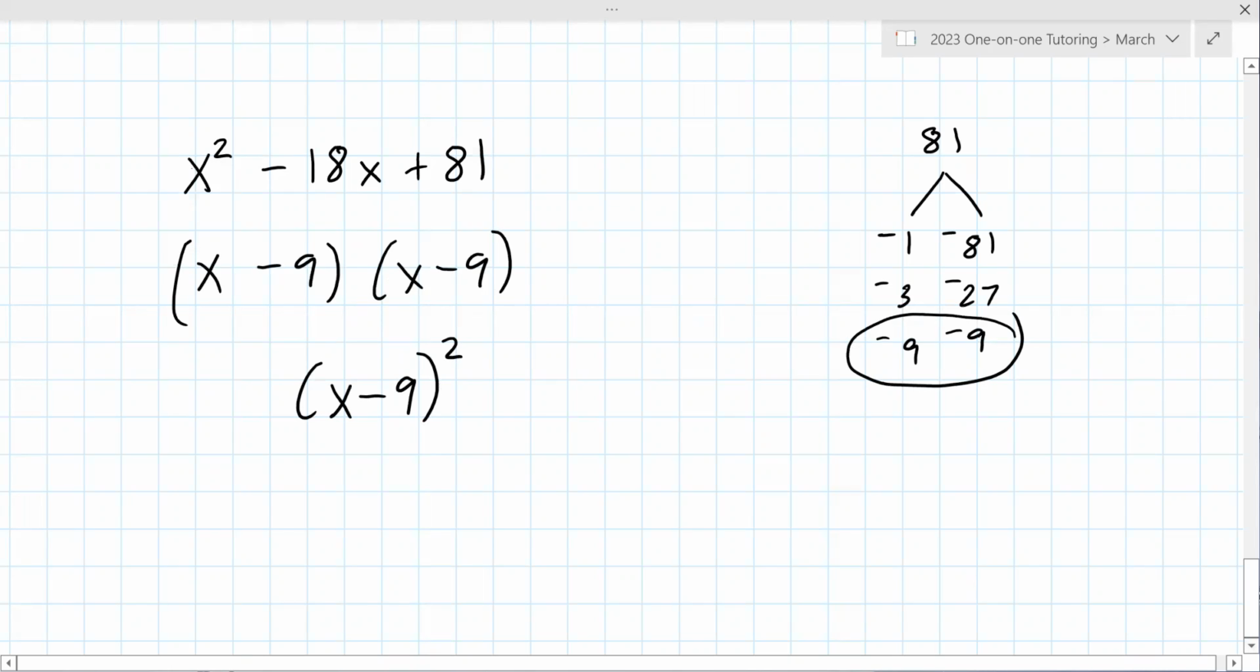Let me know if that makes sense. Got that down. All right, perfect. Okay, so let's look at another problem here. Let's go x squared, which one have we not done? Minus 14x plus 49. What does this factor into? And is this another perfect square? It is, yeah, these are all perfect square trinomials.